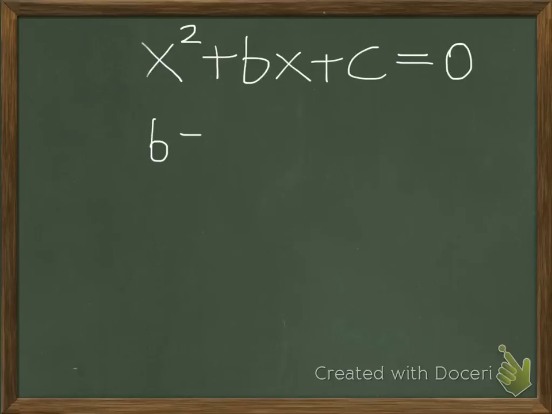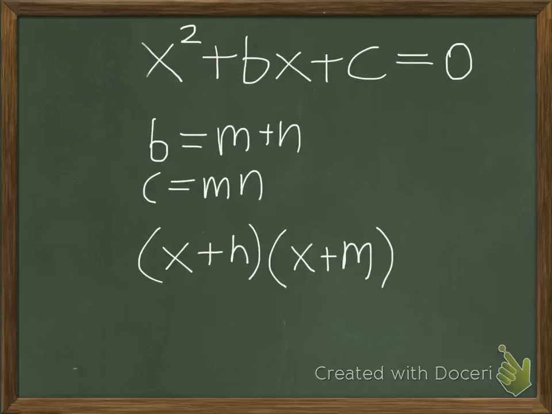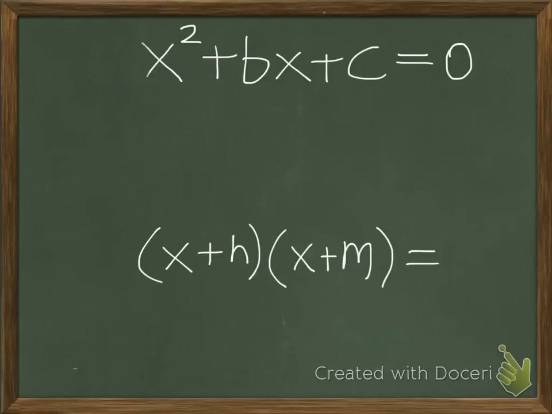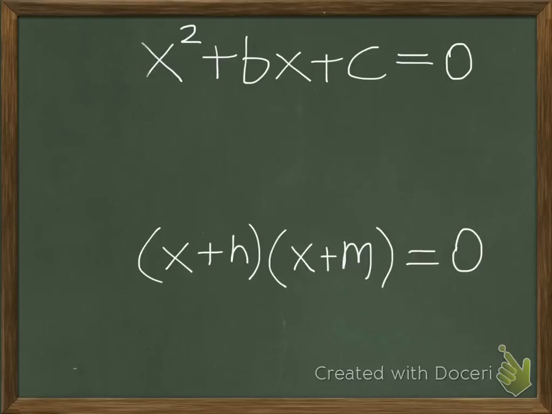So we know that if we set b equal to m plus n and c equal to m times n, then we can factor it as x plus n times x plus m. Now, after we factor this quadratic, it will become x plus n times x plus m equals 0. Now, for this to equal 0, what has to be true? Well, for anything to equal 0, you have to multiply it by 0. In this case, for this to be equal to 0, something has to be multiplied by 0.